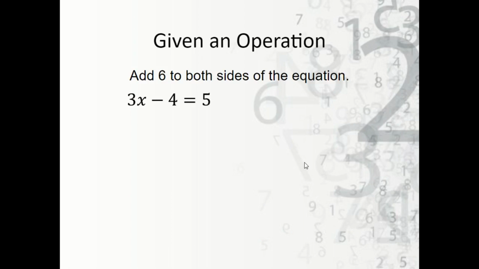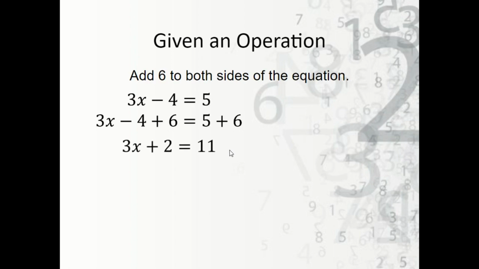Now, what if I told you to do something different? What if I said add 6 to both sides? That doesn't change anything, right? We're still keeping the equation the same, so we have 3x minus 4 is equal to 5. So I add 6 to both sides, and I get 3x minus 4 plus 6 is equal to 5 plus 6. So I combine like terms, so I get negative 4 plus 6 is positive 2, and 5 plus 6 is 11. So I get 3x plus 2 is equal to 11.